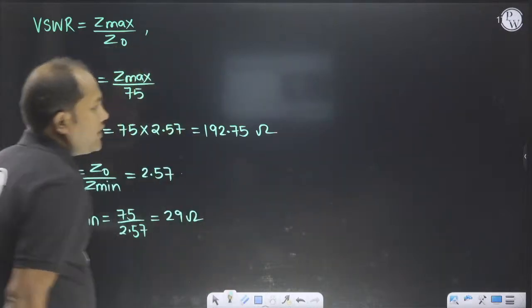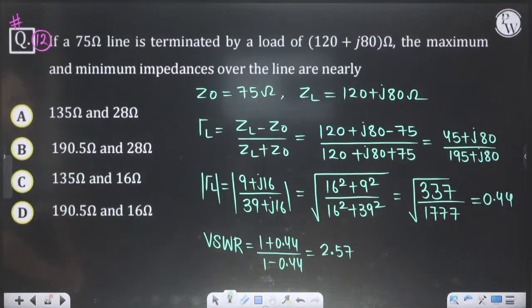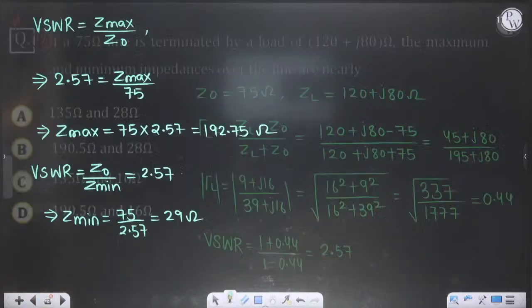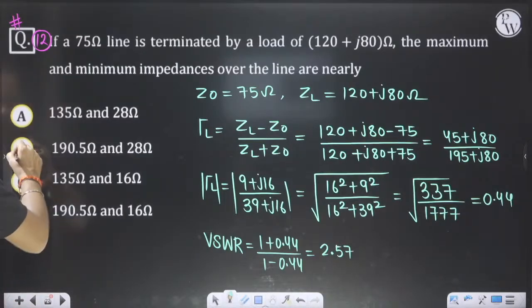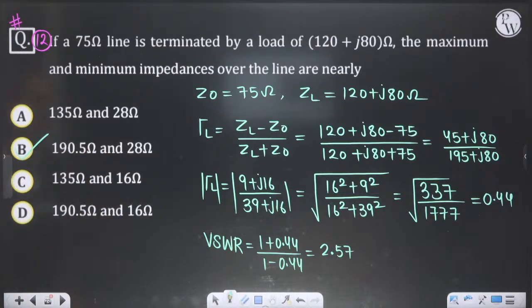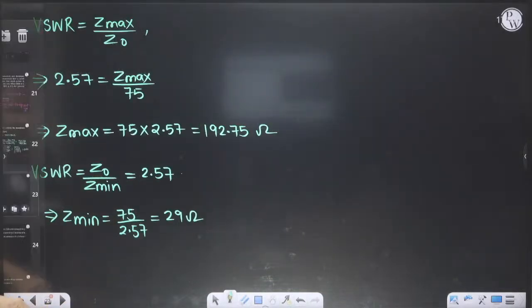So we have calculated Z max and Z min. 192 is approximately 195, and 29 is approximately 28, so we can take approximate values. 190 is okay, 28 is okay. They have asked for maximum and minimum, so option B is correct. It is a very easy question. You can calculate it very easily.